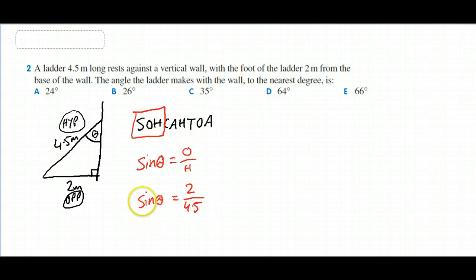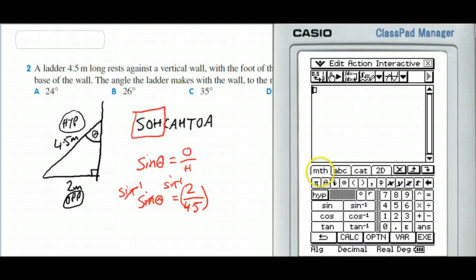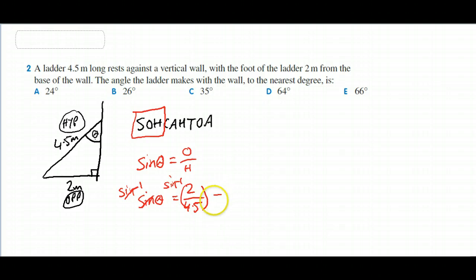And we want to find the angle, so we've got to get rid of this sine. The opposite of sine is inverse sine. So apply inverse sine to both sides. Inverse sine of 2 divided by 4.5. Let's put that in the calculator. Okay, here's our calculator. Let's find the trig functions. Inverse sine, 2 divided by 4.5. Close the bracket. And it's 26.39.